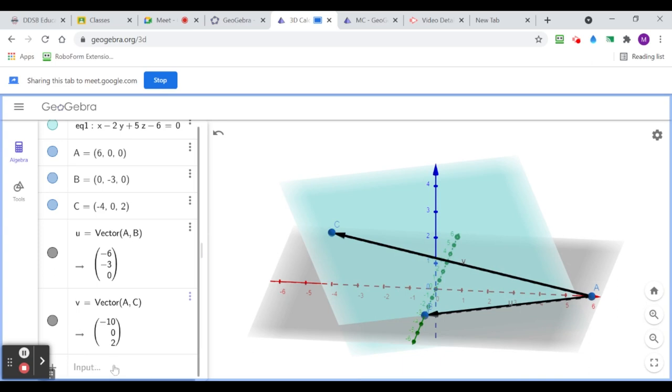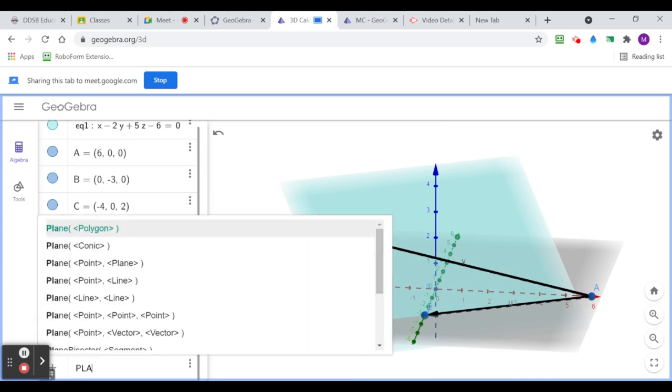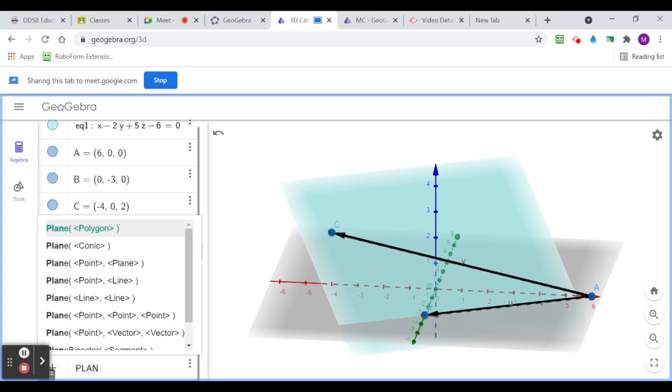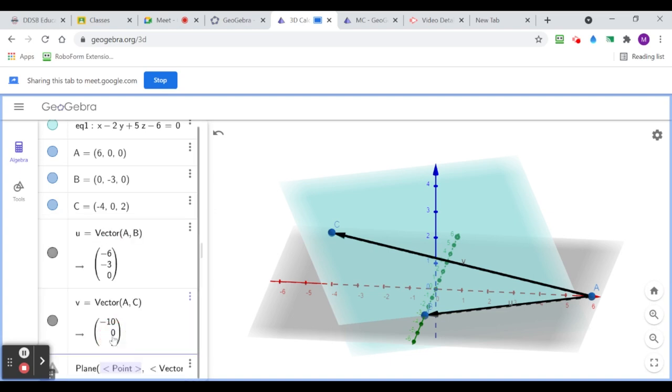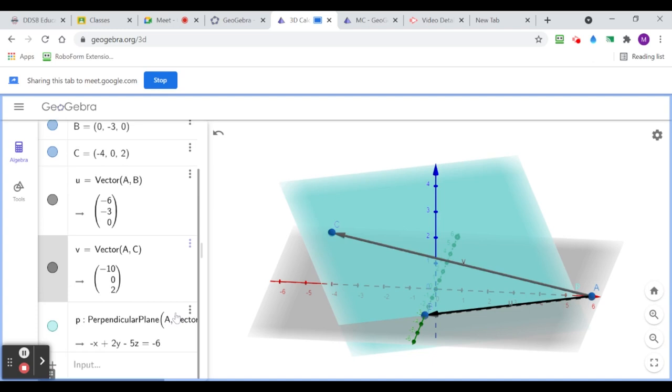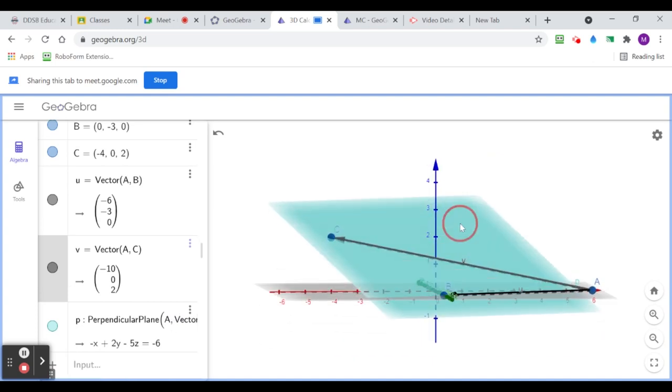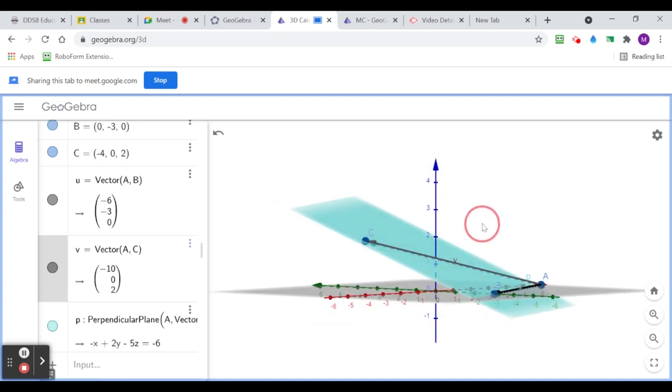And my next thing is to write a vector equation, or a plane equation. I start by typing Plane. So it's going to ask point, vector, vector. My point was A, that's what we used the last time. And my vectors are the U and the V vector, right? And what you notice is that I get a new equation, a new plane, which you can't distinguish from the other one because they're sitting in the same place.